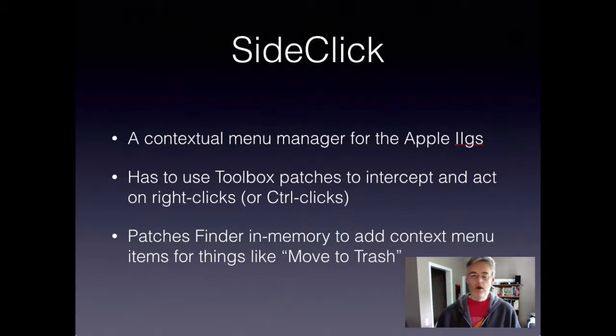And also it looks for a control click and treats that as a right click. It converts that into a button 1 click. And then it patches the Finder in memory to add a context menu, so that it can add context menu items for things like move to trash and stuff like that. Because the Finder does not have any IPC for put this item in the trash, which is interesting.